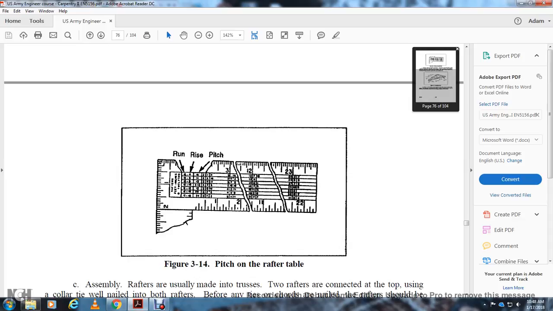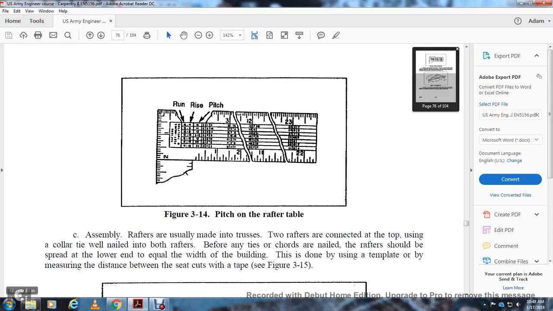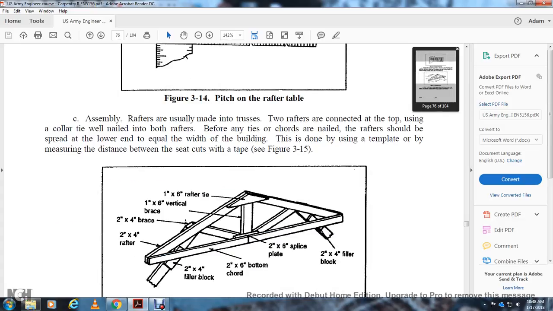Figure 314 shows the pitch of the rafter. On the table, the rafters are usually made from trusses. The two rafters connect at the top with a collar tie, nailed to both rafters. Before any type of tie is placed, the nails of the rafters should be spread at the lower end equal to the width of the building. This is done by using a template or by measuring the distance between the seat cuts with the tape.